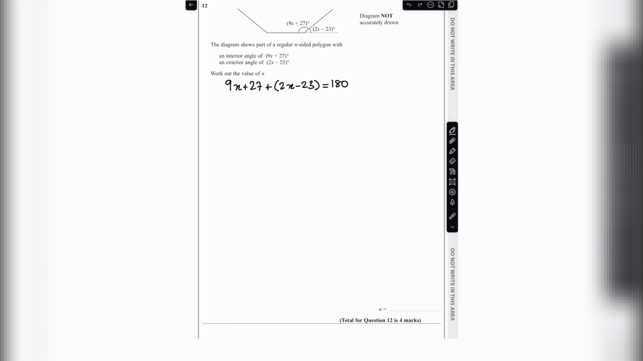If we simplify the left hand side of this equation, we have 11x plus 4, and that equals 180. So 11x equals 176. Therefore, x equals 176 divided by 11, and that gives us 16. We can determine the exterior angle by substituting this value of x into the expression for the exterior angle, and that gives us a value of 9 degrees.